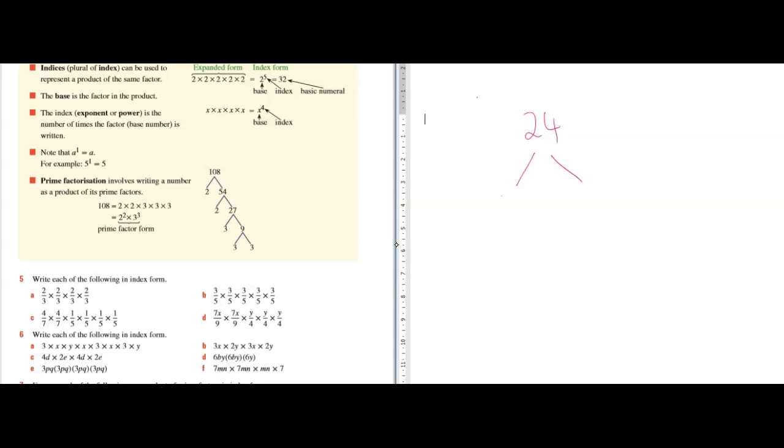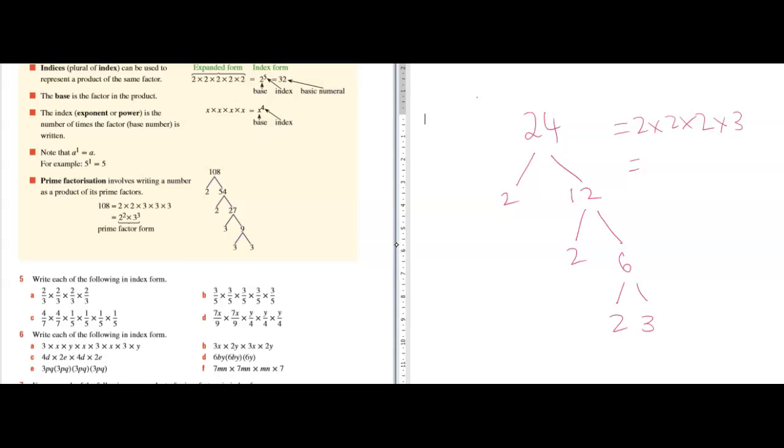I can do 2 times 12. So 2 and 12. Now you keep going along your branches until you get to a prime number. So 2, we can stop there because that's a prime number. Then 12 does have a factor pair of 2 and 6. And then we get 2 and 3. So we can represent 24 as 2 times 2 times 2 times 3.